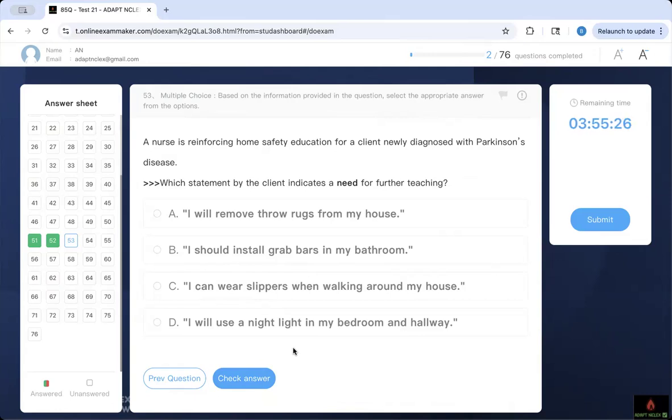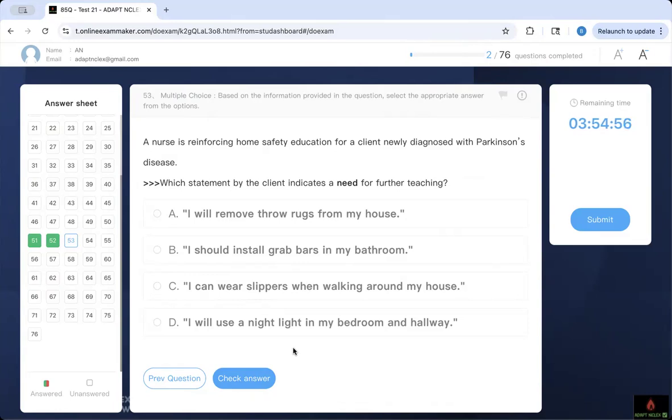That's all. I will remove throw rugs from my house. What do you think? I should install a grab bar in my bathroom. What do you think? I can wear slippers when walking around my house. Do you think it's a good idea? I will use a night light in my bedroom and the hallway. Which of these is a safety violation and will cause this Parkinson patient to fall? Pause the video, pick your answer.